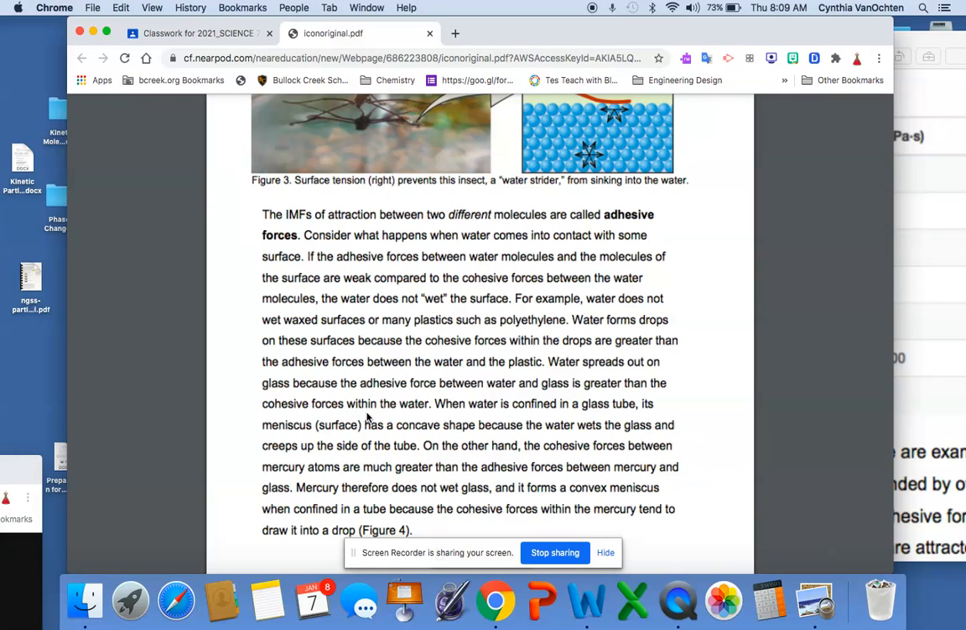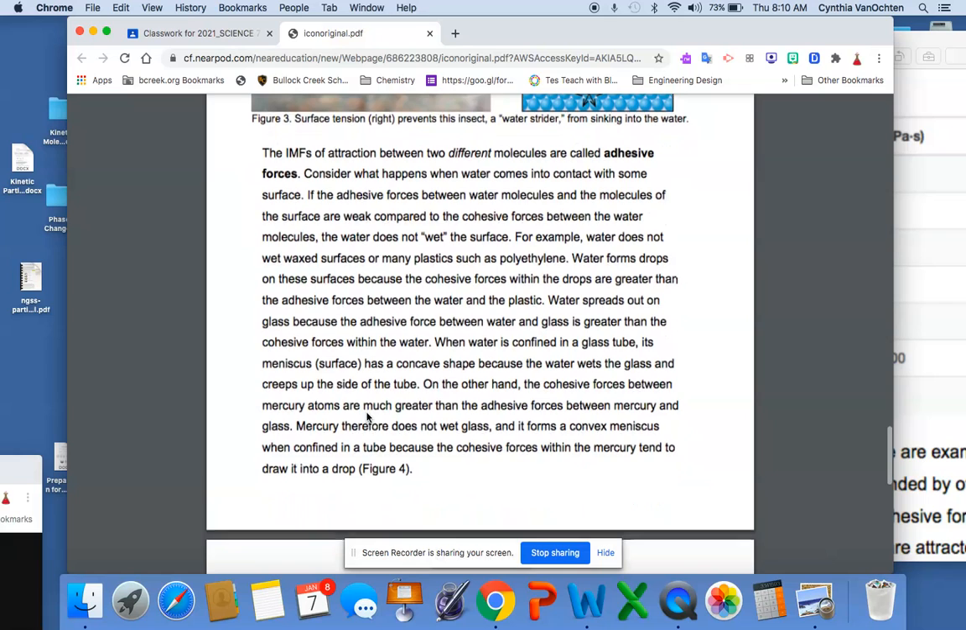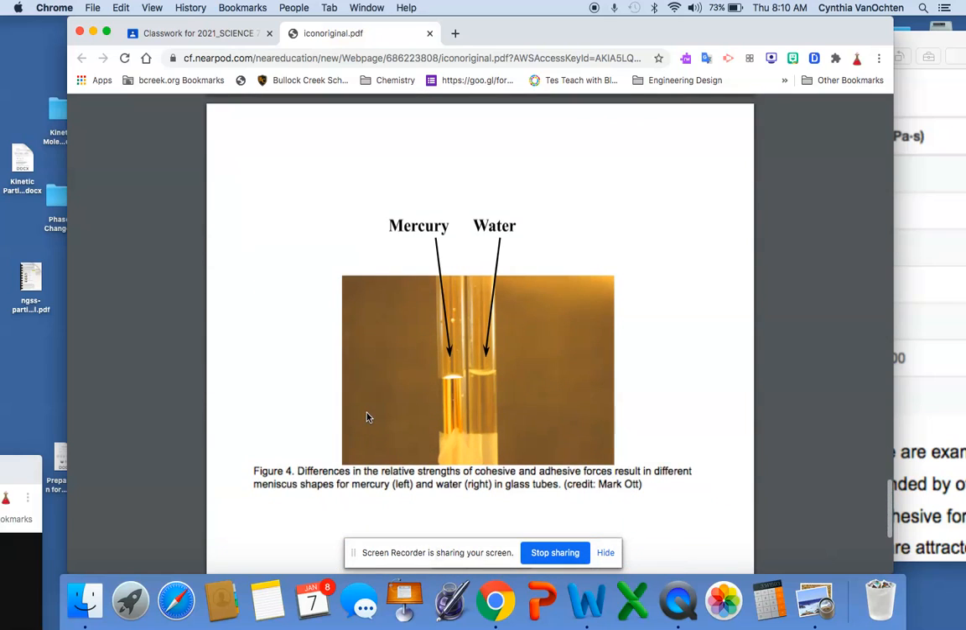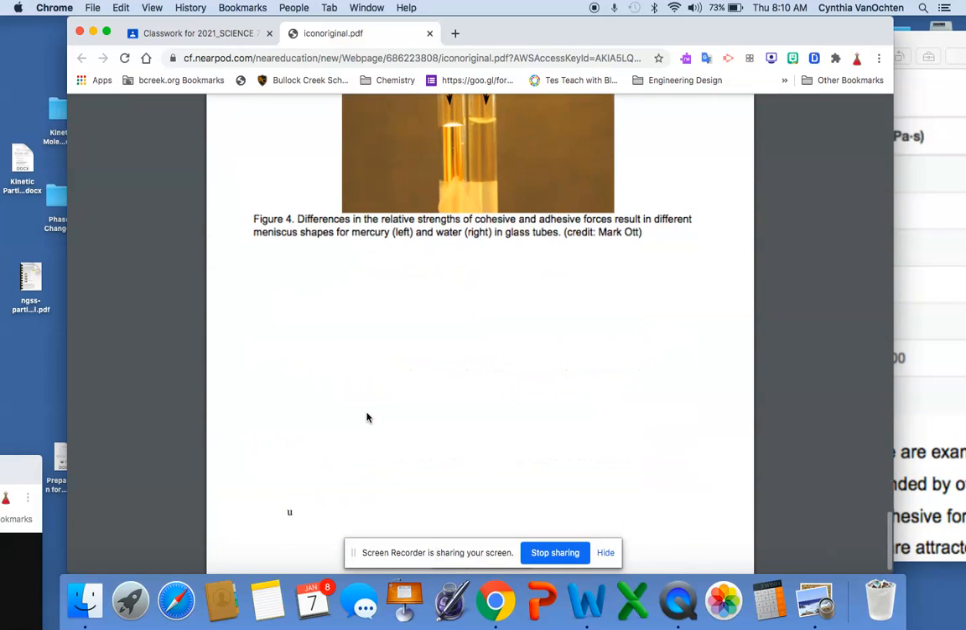On the other hand, the cohesive forces between mercury atoms are much greater than the adhesive forces between the mercury and the glass. Mercury, therefore, does not wet glass, and it forms a convex meniscus when confined in a tube because the cohesive forces within mercury tend to draw it into a drop. So convex would be like a bulging upward as opposed to that concave meniscus that you're used to seeing with water in a graduated cylinder.